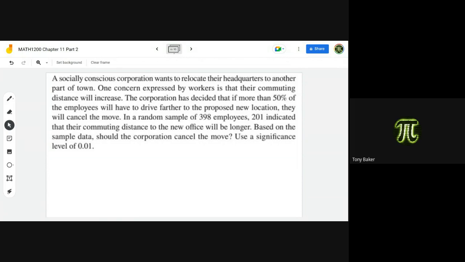A socially conscious corporation wants to relocate their headquarters to another part of town. One concern expressed by workers is that their commuting distance will increase. The corporation has decided that if more than 50% of its employees will have to drive farther to the proposed new location, they will cancel the move. In a random sample of 398 employees, 201 indicated that their commuting distance to the new office will be longer. Based on the sample data, should the corporation cancel the move?